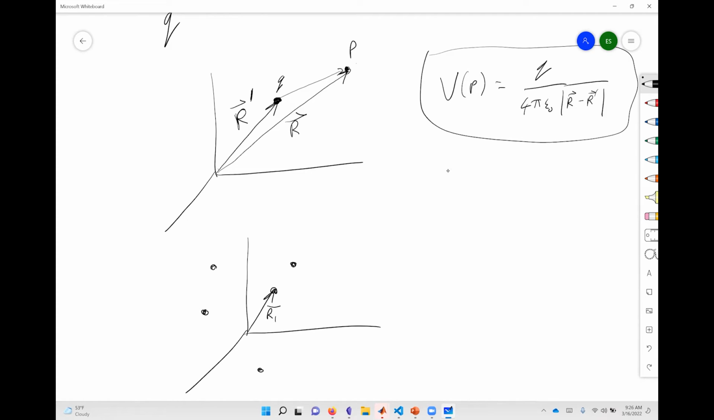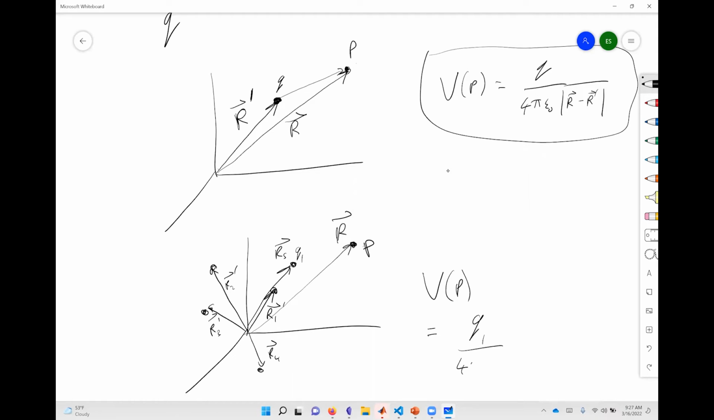So I need to know R1 prime, R2 prime, R3 prime, R4 prime, R5 prime. I need to know the location of each of those 5 charges, and then I'm calculating the field at the general point P, and the R represents the position vector to that point where I'm calculating the scalar field. So the scalar field is going to be just the sum. It's going to be Q1. So each charge has its own charge. Each point charge has its own quantity for charge.